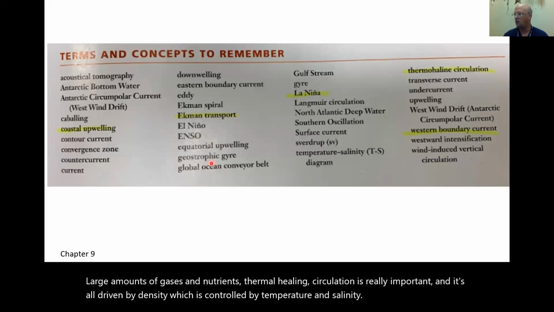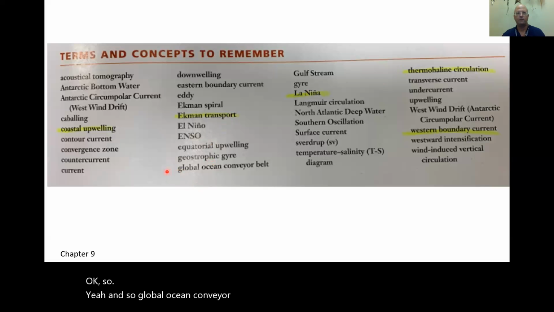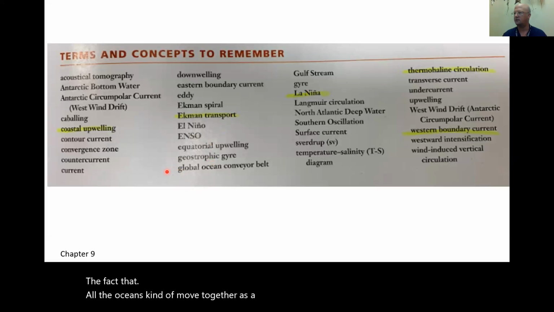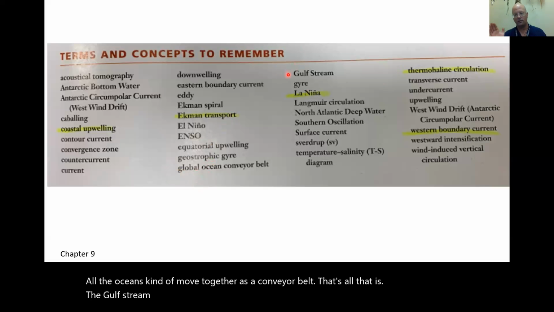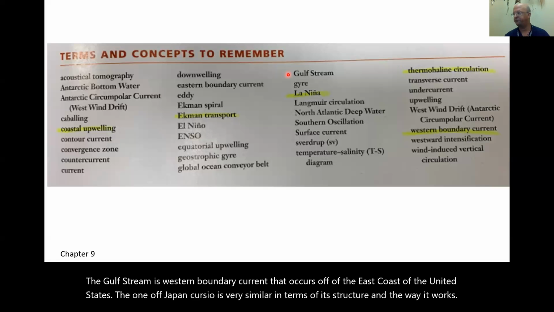Okay, and so global ocean conveyor belt just refers to the fact that all the oceans kind of move together as a conveyor belt. That's all that is. The Gulf Stream is a western boundary current that occurs off of the east coast of the United States. The one off of Japan, Kuroshio, is very similar in terms of its structure and the way it works. That's about all you need to know about the Gulf Stream.